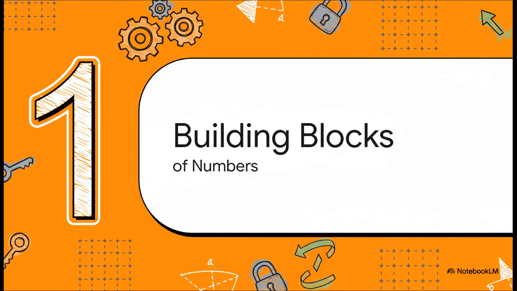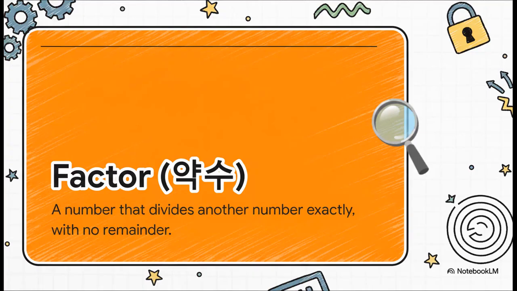But before we can pull back the curtain on the trick, we have to go back to basics. We've got to understand the fundamental building blocks of numbers themselves. This is where the real story starts. All right, first up, the factor. So what is it? A factor is just a number that divides another number exactly, with nothing left over, no remainder. Think of them like a number's DNA, the core pieces that make it up.